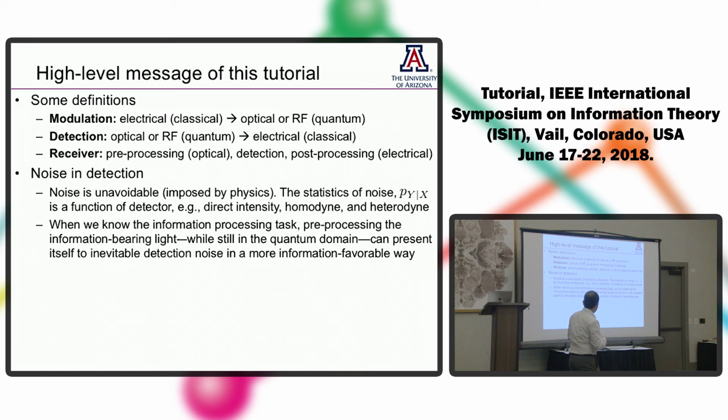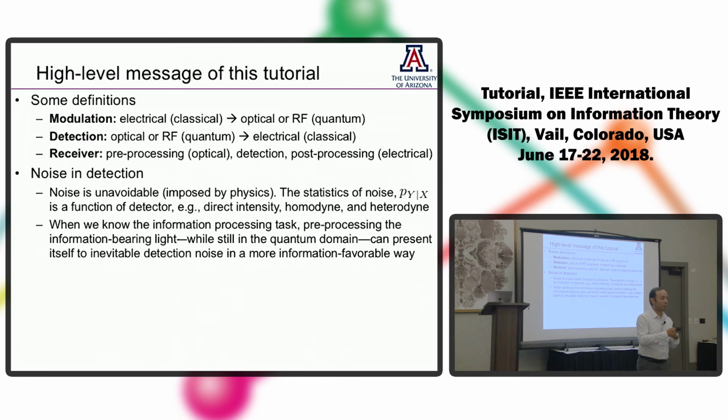Now, if you know something a priori about your information processing task, for instance, in this case, you are trying to send information reliably by encoding them in light, then oftentimes you can do something before you detect that light. You can do something in the optical domain.